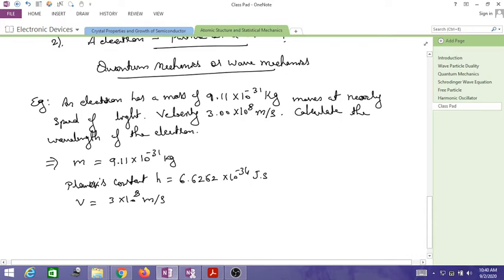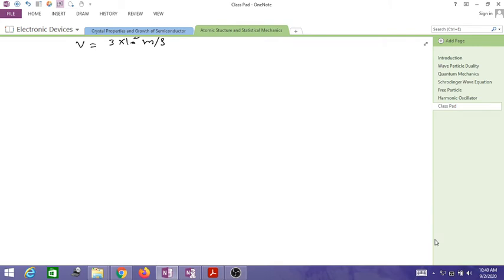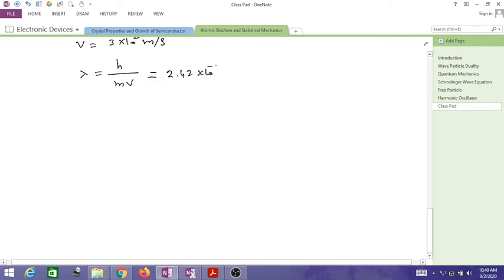Now what we need to calculate is the value of lambda, the wavelength of this particle. By substituting all these values into de Broglie's equation, lambda is equal to h by m into v, we get the answer as 2.42 into 10 to the power of minus 12 meters.